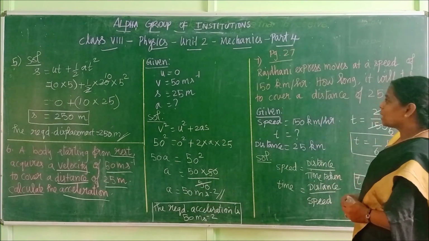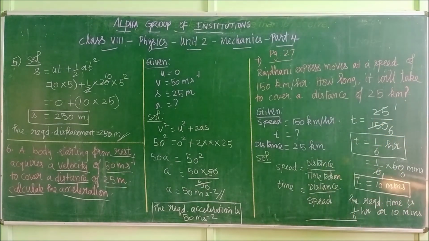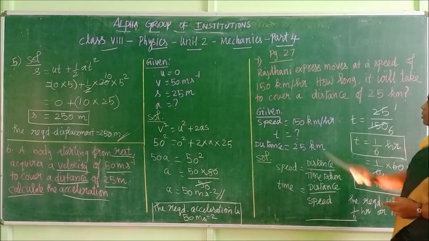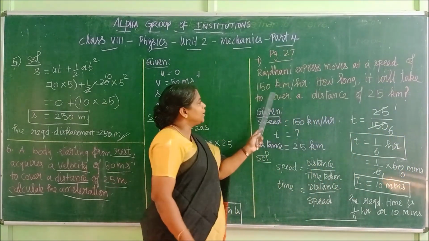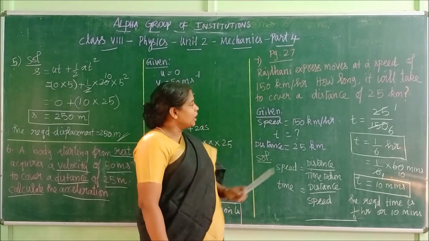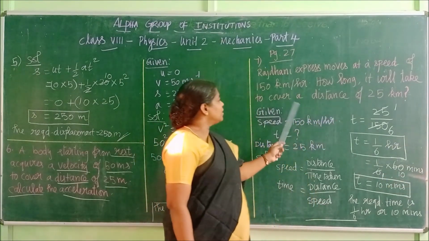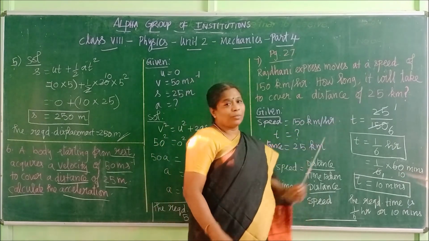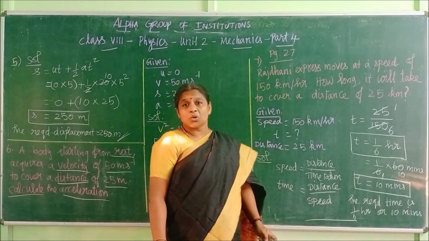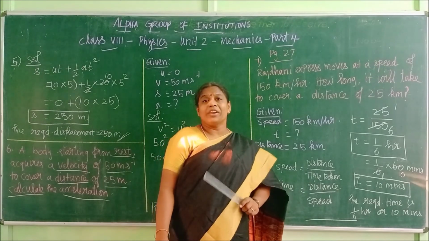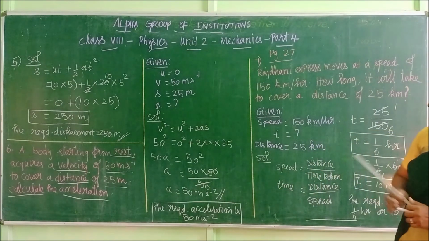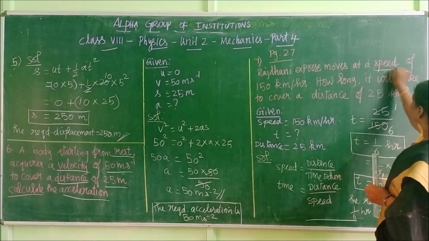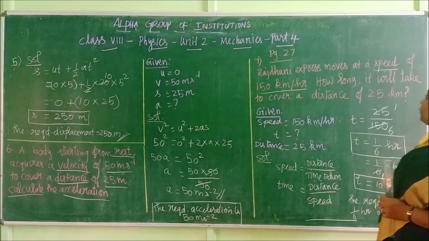Right. Now what is the sum? This is a very simple sum which is there in your page 27. This sum alone I have taken from your page 27. Rajdhani Express moves at a speed of 150 km per hour. How long will it take to cover a distance of 25 km? Rajdhani Express means don't think who's that. It is the name of a train. Okay. Rajdhani Express, what is its speed? Its speed is 150. Underline now. Speed is 150 km per hour.